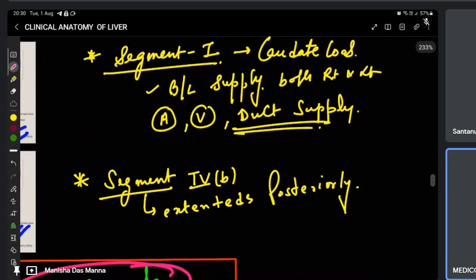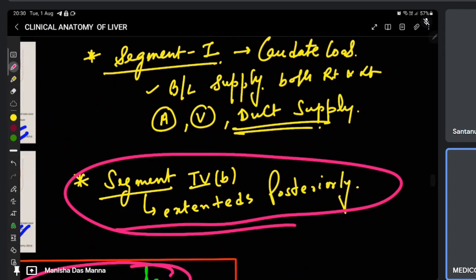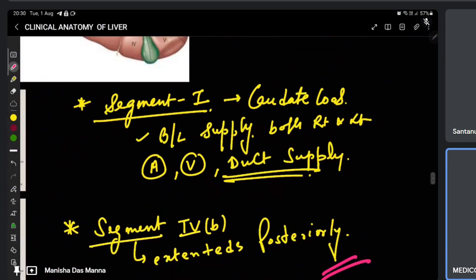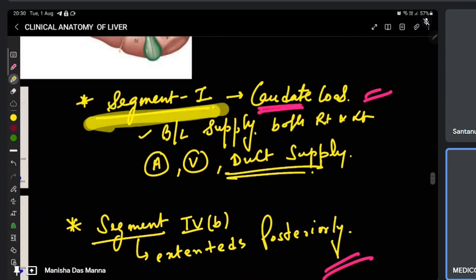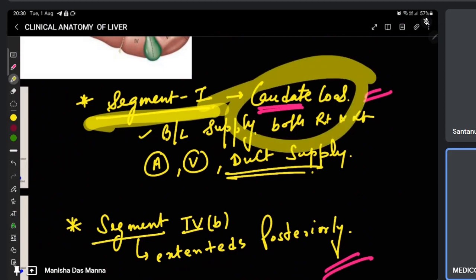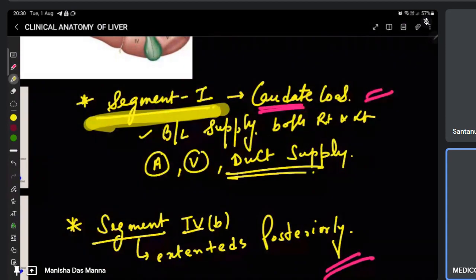Now, segment four is extended posteriorly. I already told this statement previously. And segment one is also called the caudate lobe, having bilateral supply of both right and left artery, vein and duct supply. I'll talk about these things later. Segment one or caudate lobe is sometimes also called the third lobe of the liver: first right lobe, left lobe, and third lobe, because it has totally different supply. I'll talk about all this in a later class.